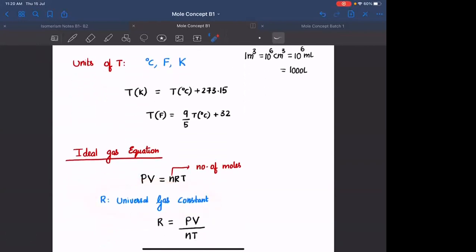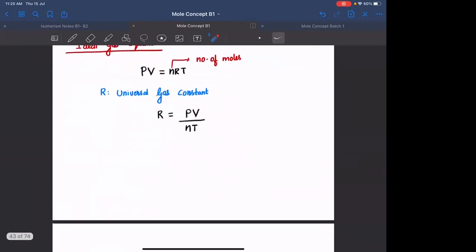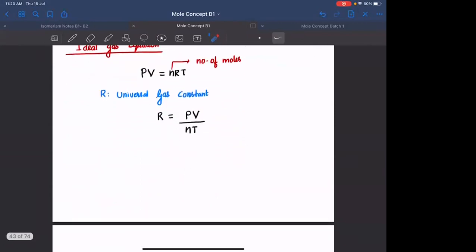R is a constant which is called the universal gas constant. Irrespective of the gas, we will be using the same value of R. Oxygen के लिए भी वही value रहेगा, nitrogen, helium, whichever gas you take, the value of R will remain constant, hence it is called the universal gas constant. Let us see the units of R. I can rearrange that as R equals PV upon nT.